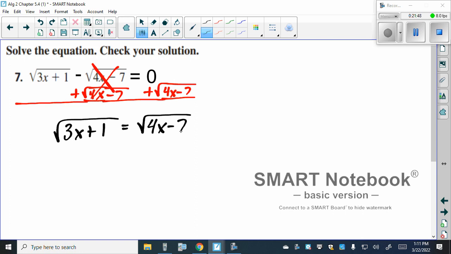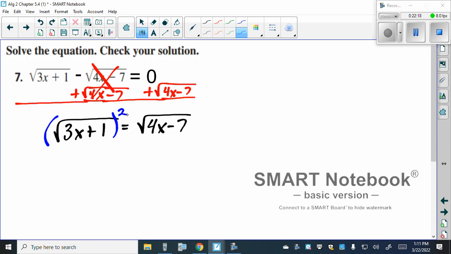4x minus 7. So when we have 2 radicals, no matter what else is there, we want them on either side. It's going to be a lot easier to work with if I only have 1 on either side. The only time we would ever want to leave 2 radicals on the same side is if we have a total of 3 in the equation, where no matter how I set it up, I'm going to end up with 2 on one side or the other. If I only have 2, I want to put 1 on either side.